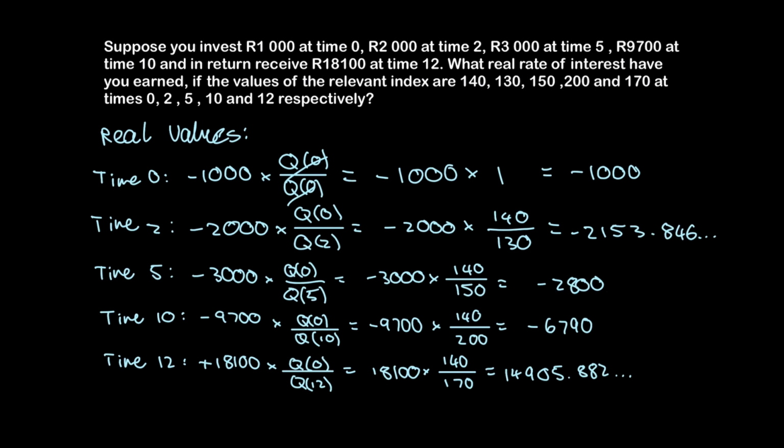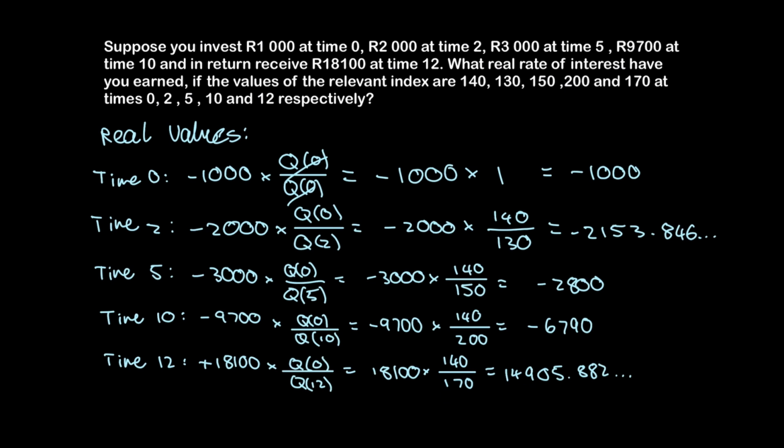Now the same applies for time 10, where we have a 9,700 Rand cash outflow because we are investing this money, and we are moving from time 10 to time 0, and the index at time 10 is 200, and the index at time 0 is 140, and we solve that and we get negative 6,790. Now at time 12, we receive 18,100 Rand, so that is a positive cash flow or cash inflow, and we are multiplying by Q0 and dividing by Q12. So we divide by Q12, that's where we're coming from, multiply by Q0, that's where we're going. Okay, so if we do that with the relevant indices, 170 and 140, we get this number over here.